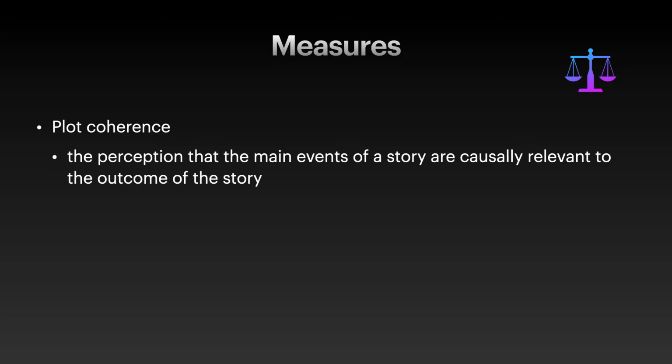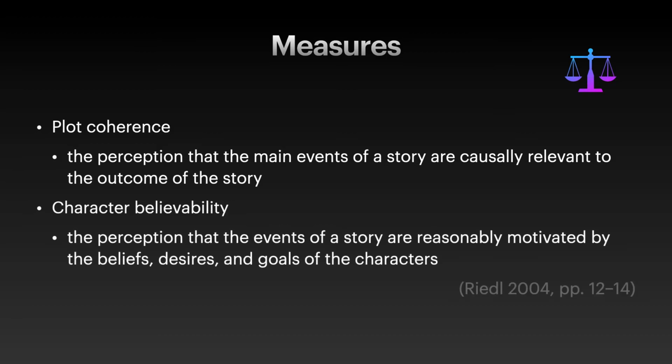The second measure is character believability. This refers to the perception that the events of a story are reasonably motivated by the beliefs, desires, and goals of the characters. If the events in the story world railroad on and omit the needs of the interactor and computer-controlled characters, character believability gets low because the characters' motivations go unheeded.